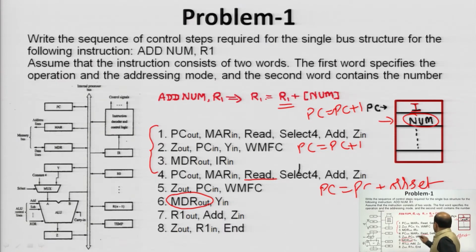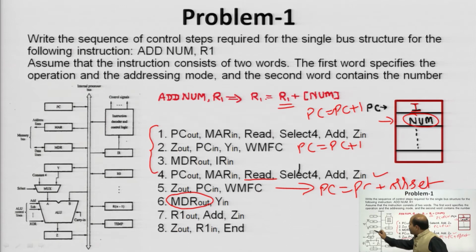Now, this PC is updated. This increment of the PC value is done here in step number 4, and this PC value is updated with PC plus some offset value in step number 5. We have done this. Now, the data is available with MDR.